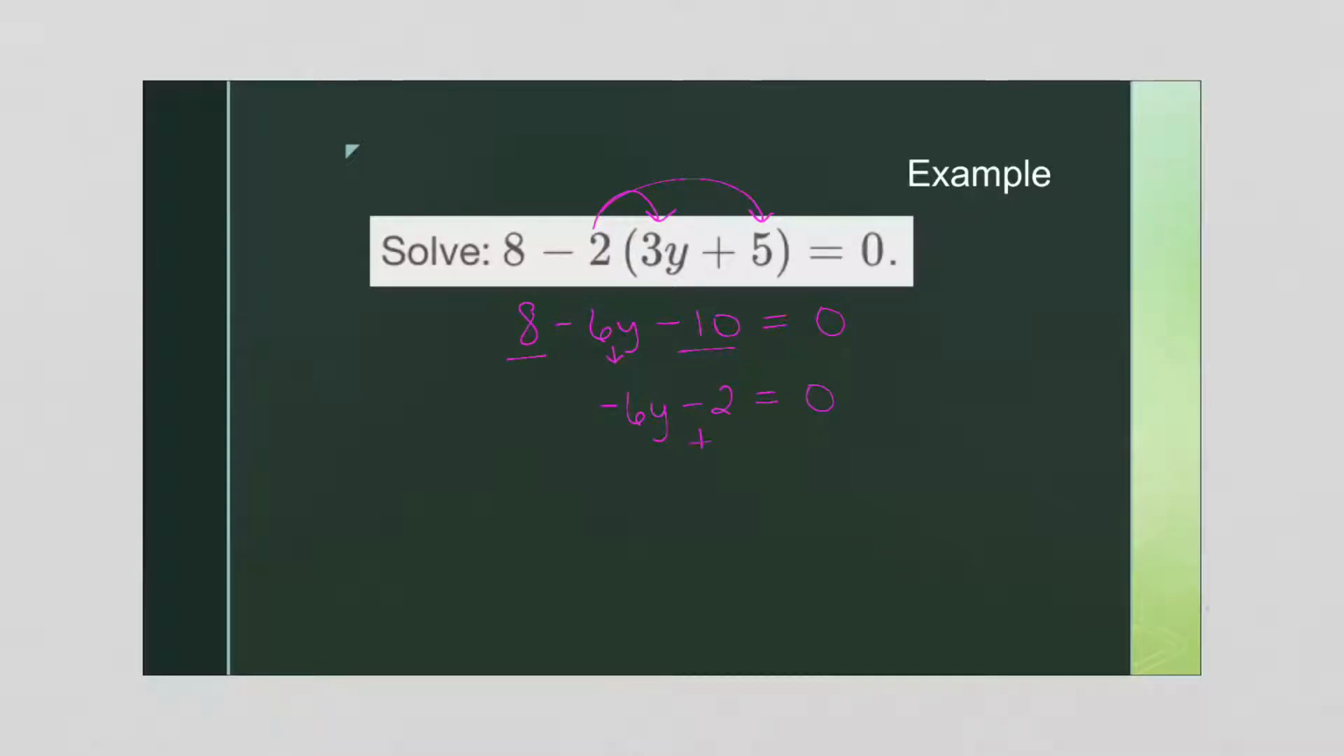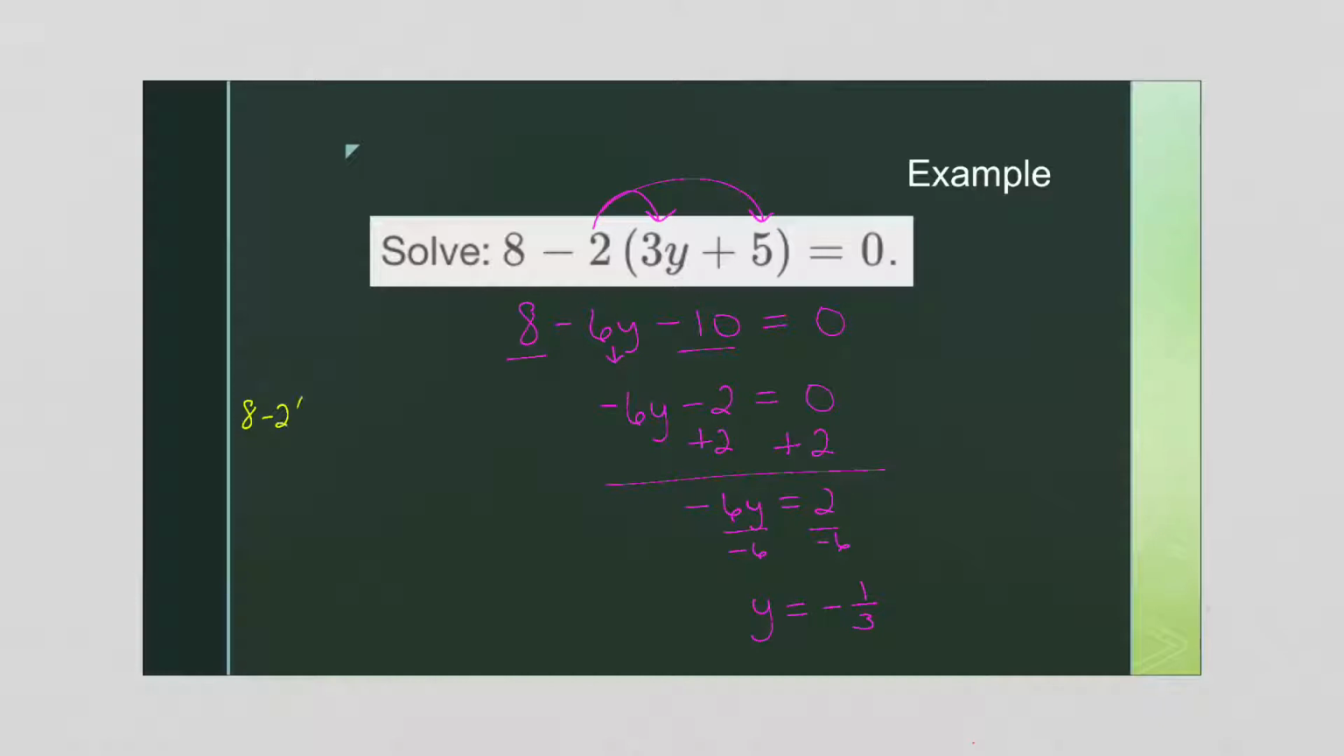I would add 2 to both sides to get the constant term on the other side and the variable term on one side. And now I'm going to divide by negative 6 to solve. So I get that y is equal to negative 1/3 whenever I reduce that fraction. So let's check the work.